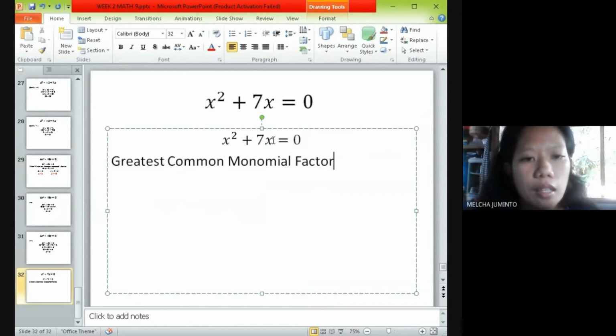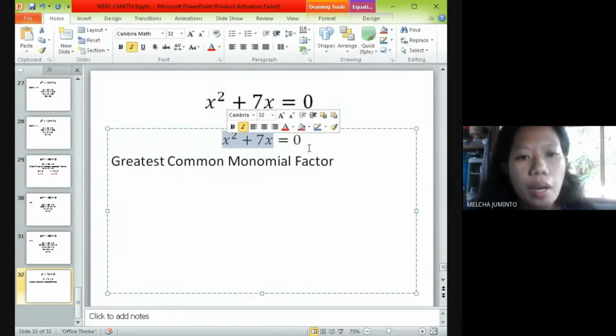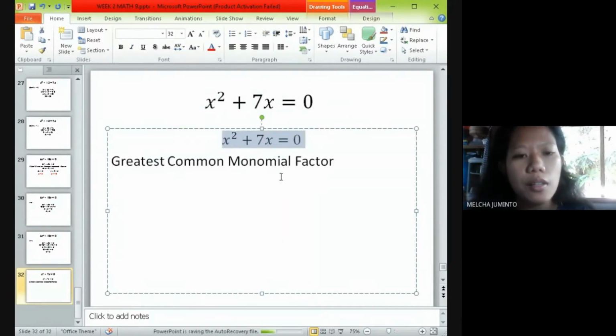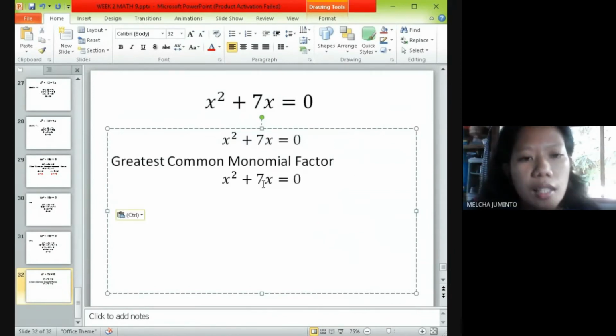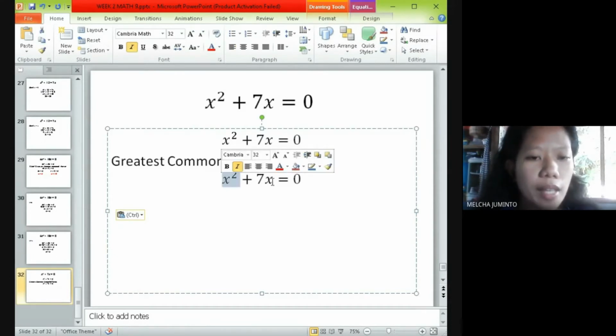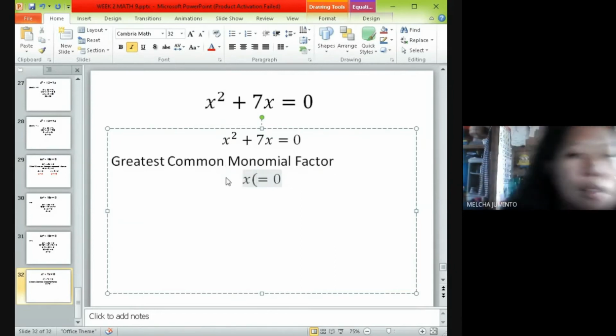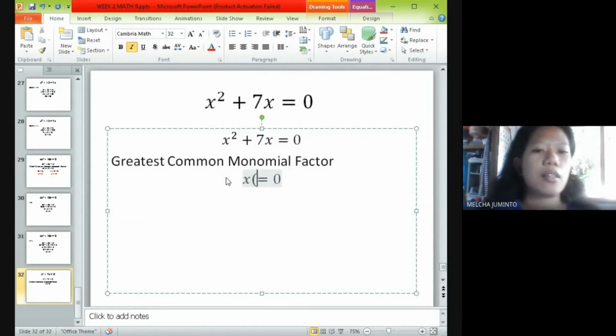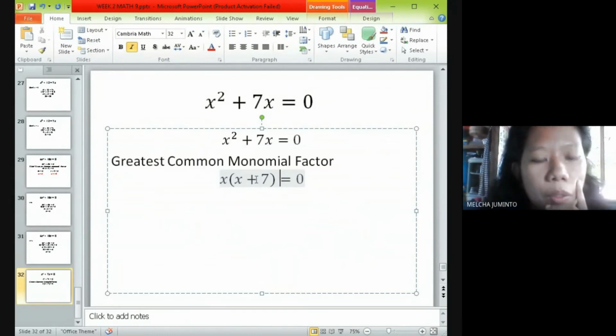What is the greatest common monomial factor of x squared and 7x? What is common to the two terms? The common factor is x, since x squared has an x and 7x also has an x. Since x is common to both, x should be written outside the parentheses. x times x equals x squared, and then copy the plus, x times 7 is equal to 7x. This is called factoring using the greatest common monomial factor.